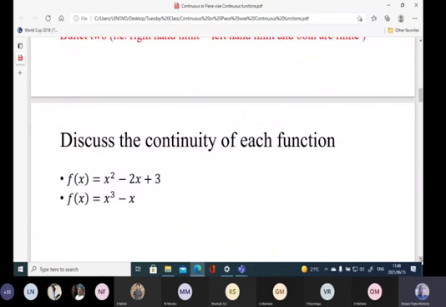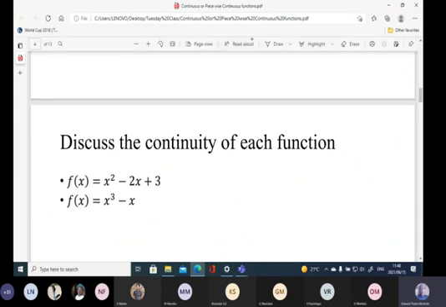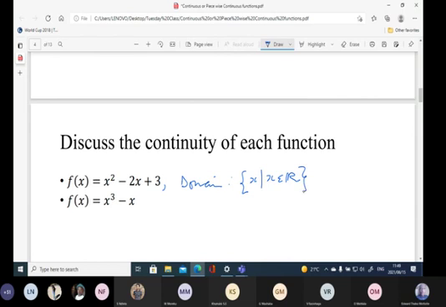Now we have these examples. They say discuss the continuity of each function. According to me, this question is similar to determine the domain. So let's determine the domain of this function. What is the domain of this function? The domain of this function is x, an element of real numbers. So basically this function that is given here is continuous everywhere on the system of real numbers. The second one also is basically continuous everywhere.